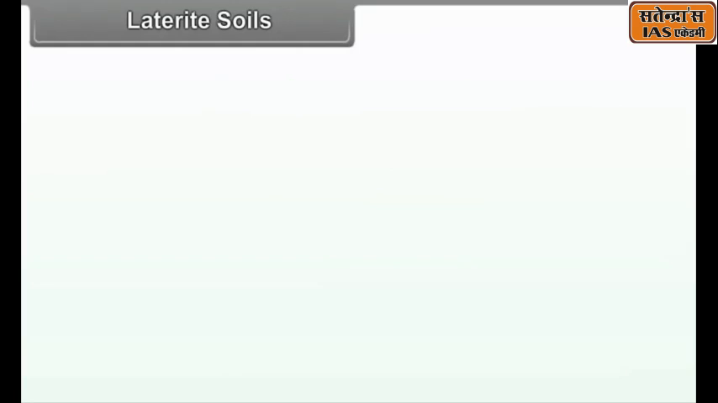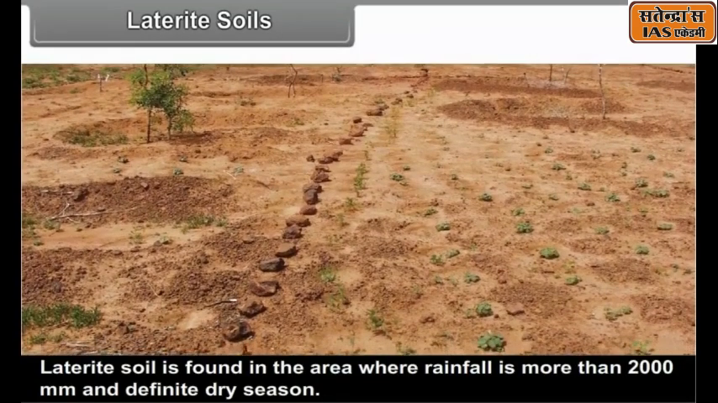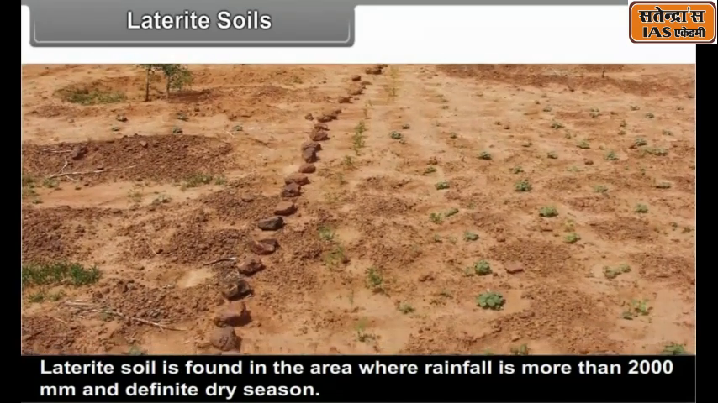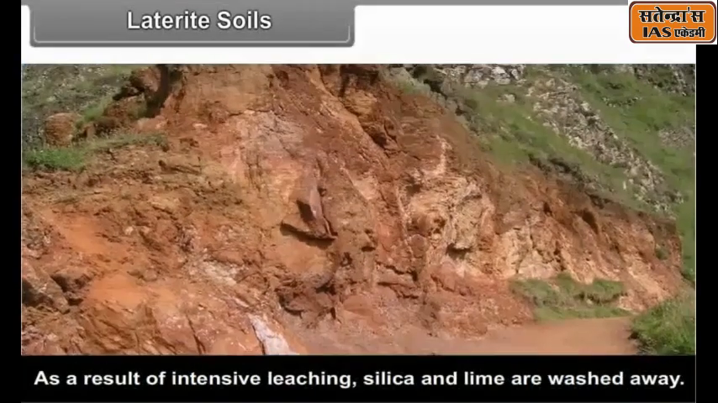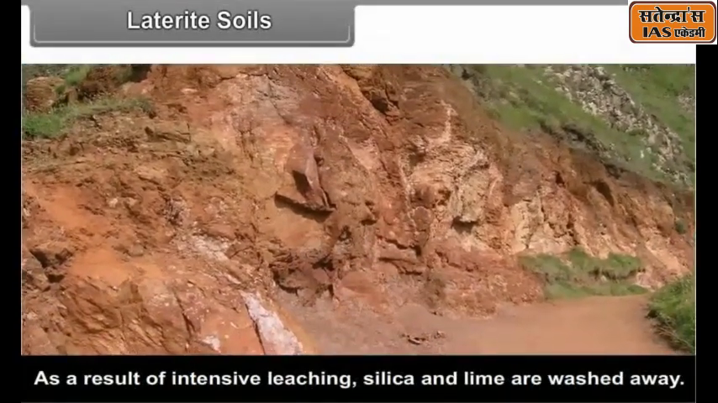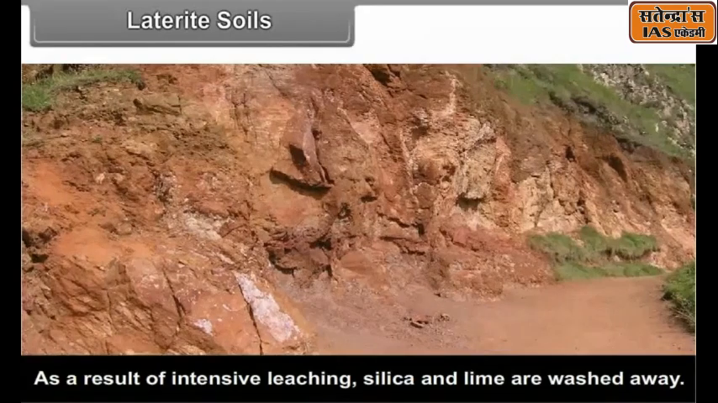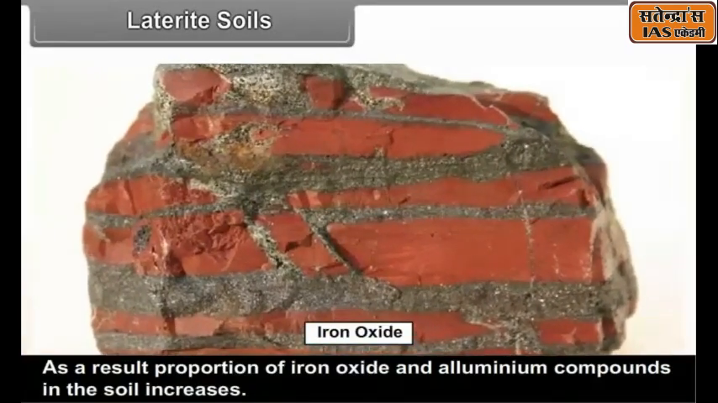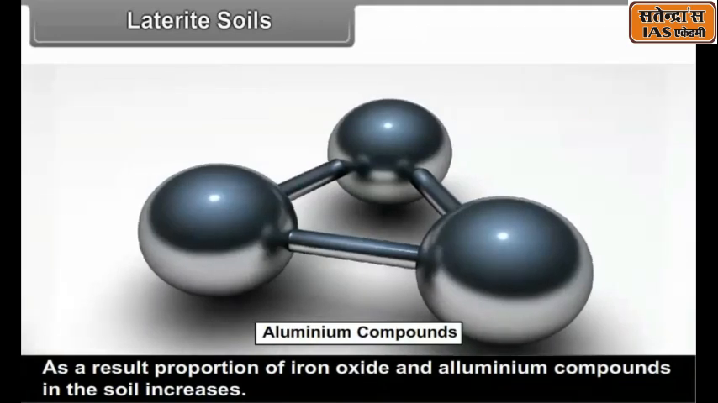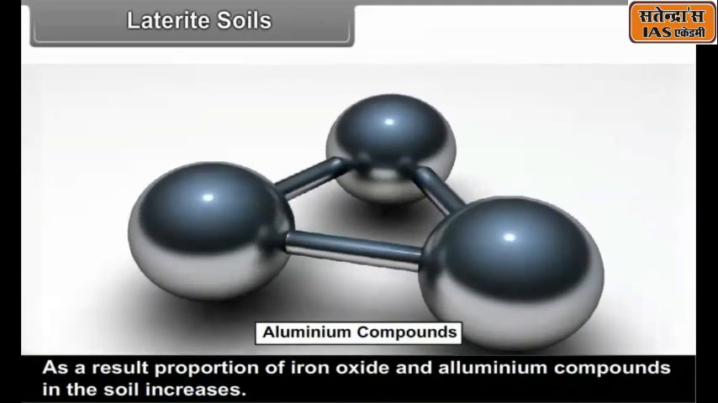Laterite soils. Laterite soil is found in areas where rainfall is more than 2000 mm with a definite dry season. As a result of intensive leaching, silica and lime are washed away. As a result, the proportion of iron oxide and aluminium compounds in the soil increases.